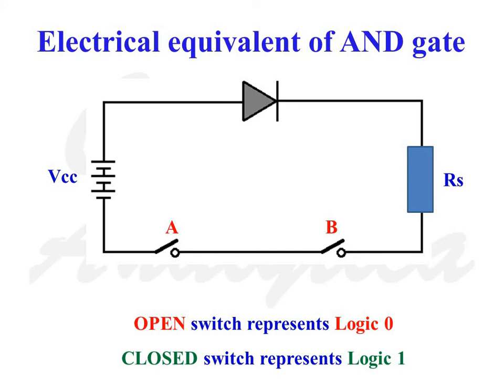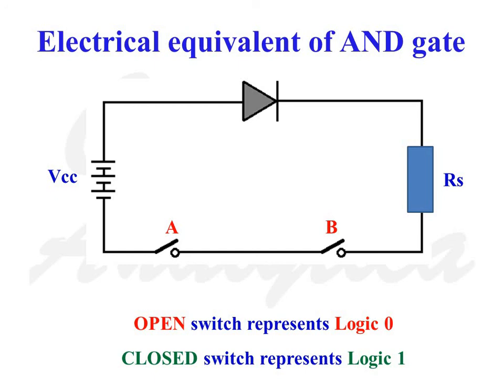If both switches are closed, that means both inputs are logic 1, then current flows through the LED, forward biasing the LED. LED emits light which denotes output is equal to logic 1. If any of the two switches is open, which denotes the corresponding input is equal to logic 0, current flow through the circuit is equal to 0, so LED will not be forward biased, LED will not emit light, which emulates the condition output is equal to logic 0.